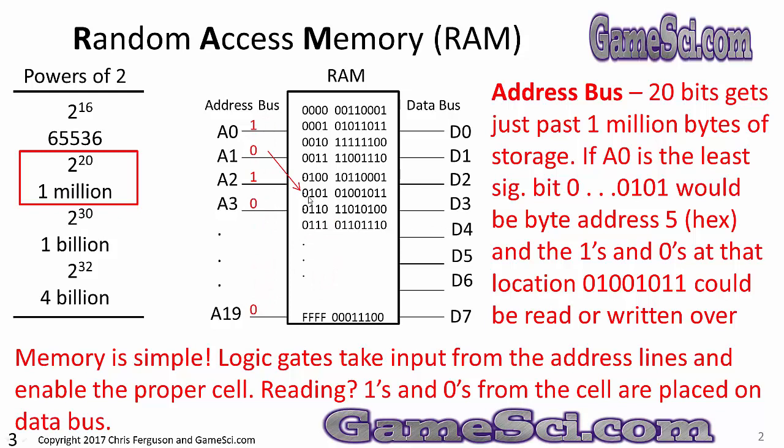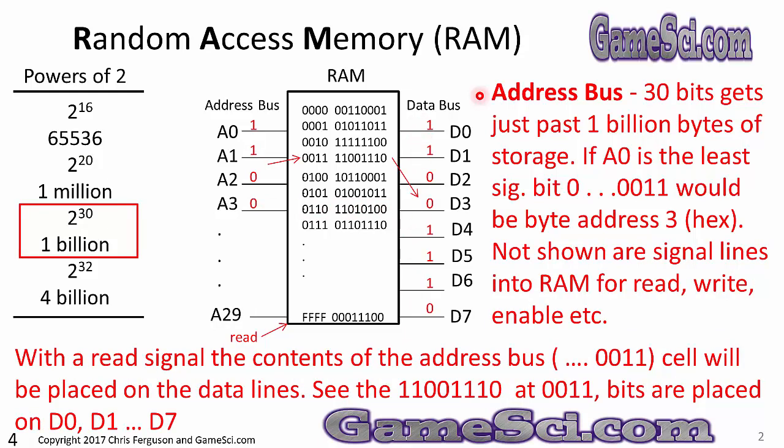What if I was reading data? If this was the least significant bit, this would be address 5. Address 5 says I want to read this data. If a read signal was sent with this data on the address bus, these ones and zeros would be placed on the data bus. What if my address bus was 30 bits? That gets us just past 1 billion bytes of storage.